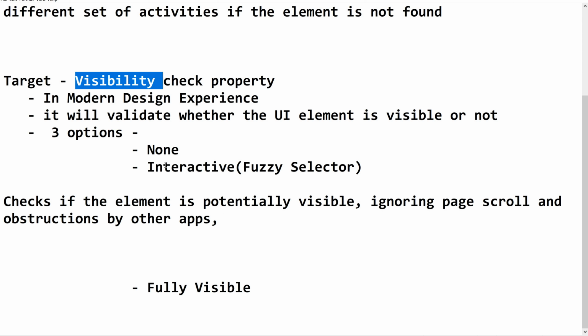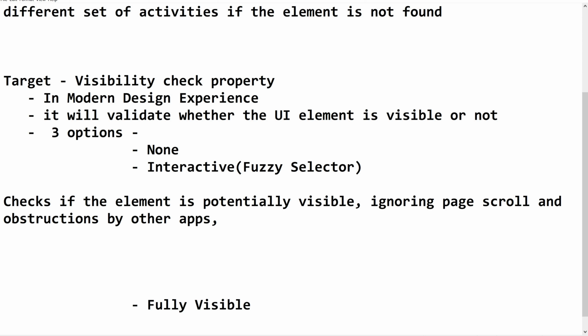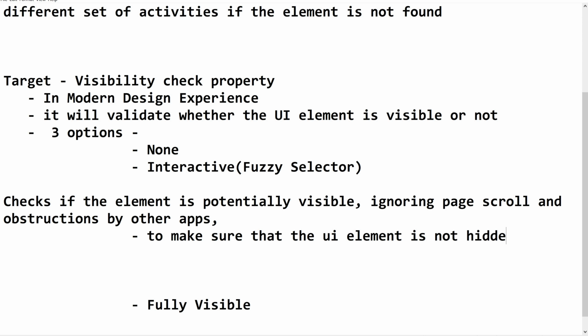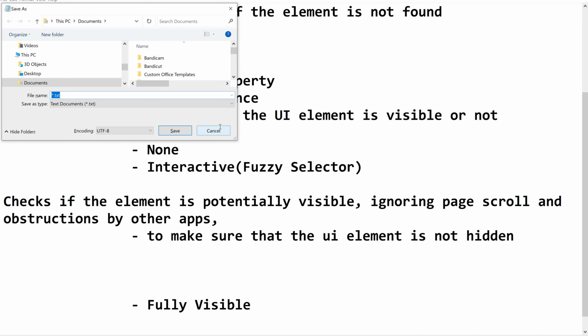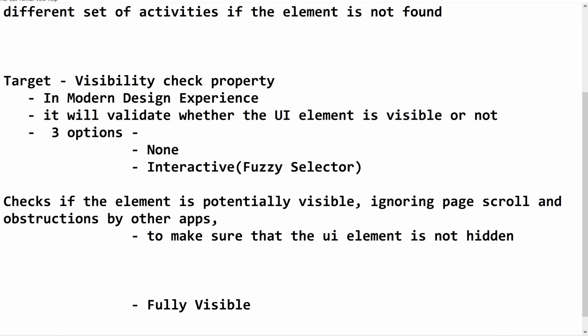So when we use interactive, we are checking whether the UI element is visible or not, to make sure that we identify an element which is not hidden. Only in such cases we make sure that the UI element is not hidden. Okay, let me cancel this.